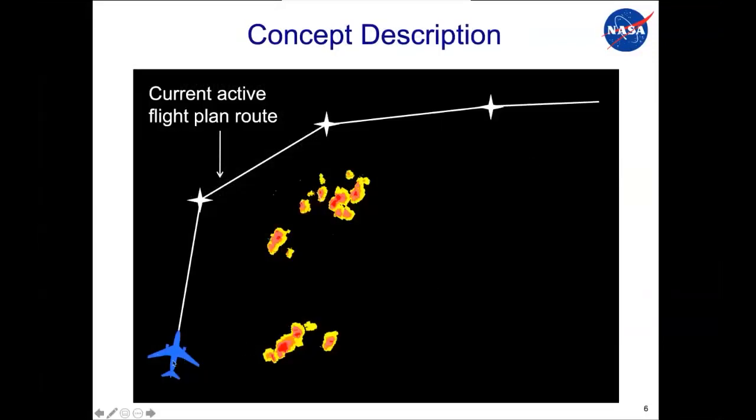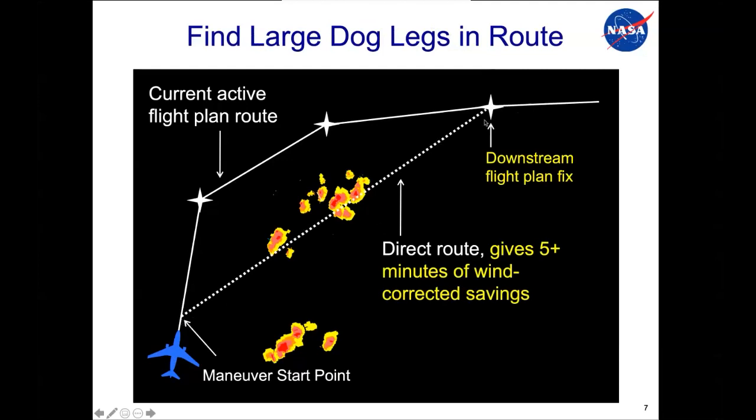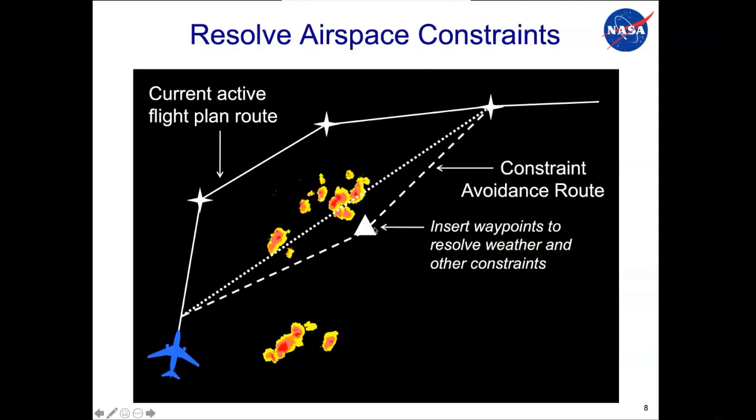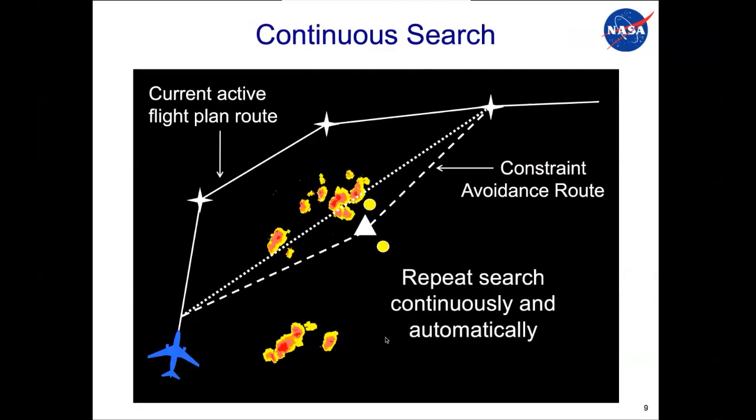If you have an aircraft which is located somewhere over here, and this is the currently active flight plan, what we do is we try to find a downstream meter fix on the flight plan itself, and we see if you can go direct from just a little bit ahead of the aircraft to that downstream fix. So you could save a certain amount of flying time. Now, if that route is crossing weather, then we introduce an additional waypoint which avoids the weather. But then you have to introduce these auxiliary waypoints because the aircraft can fly to these named waypoints only. So that's how a new flight plan is created.